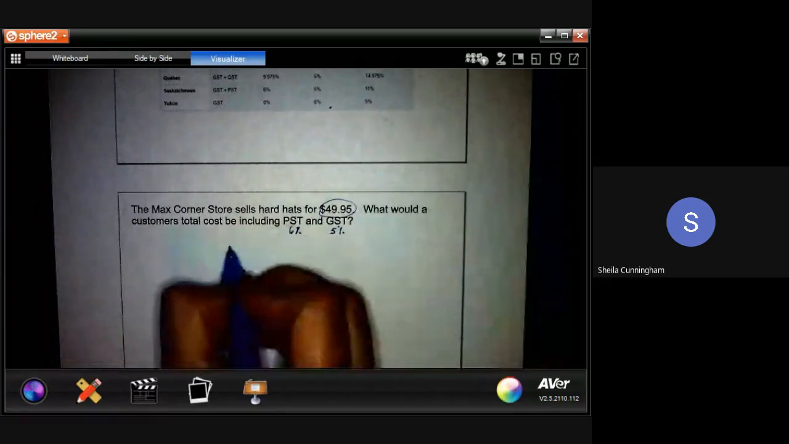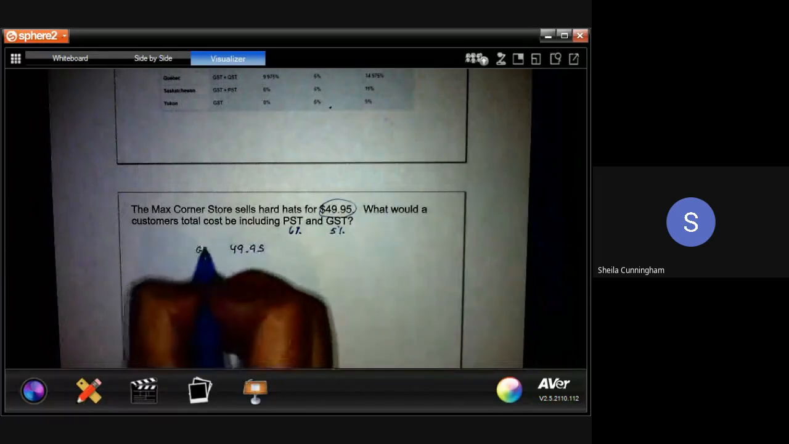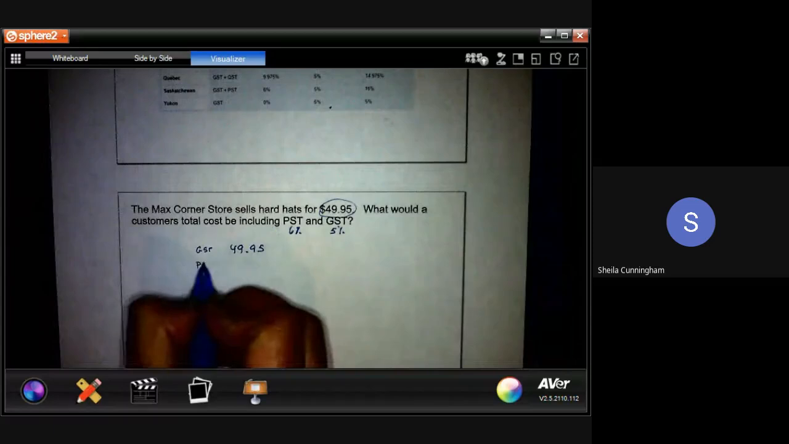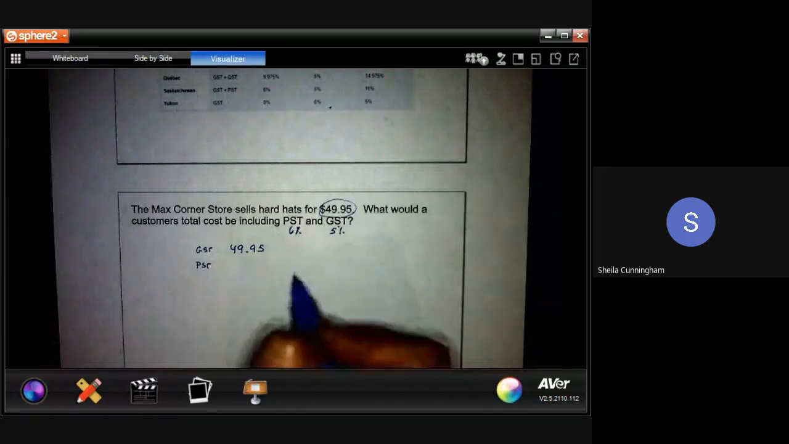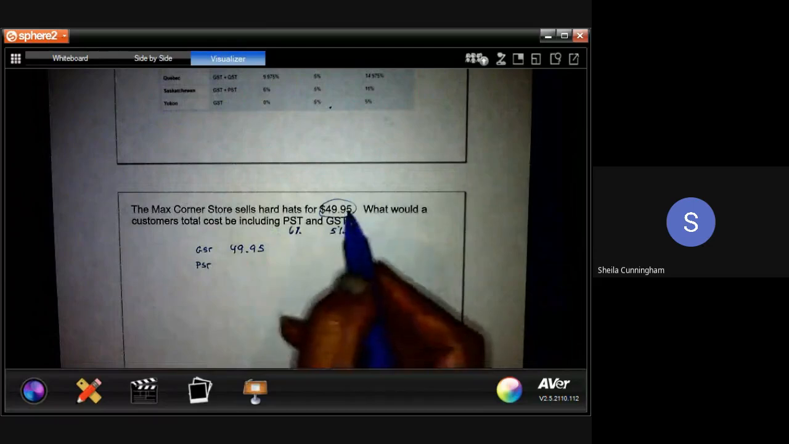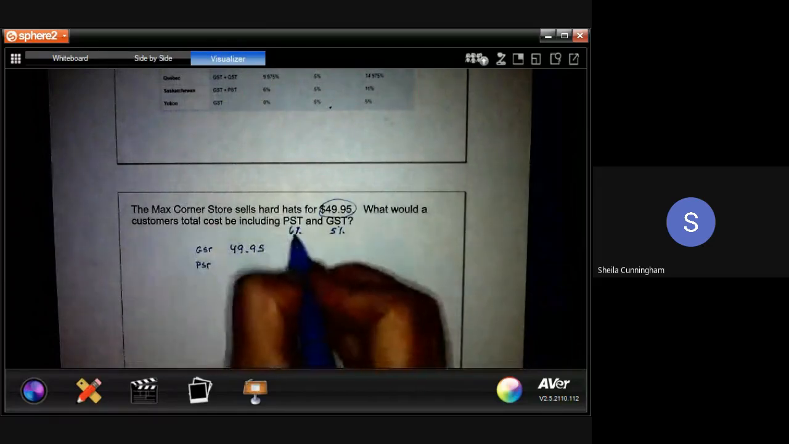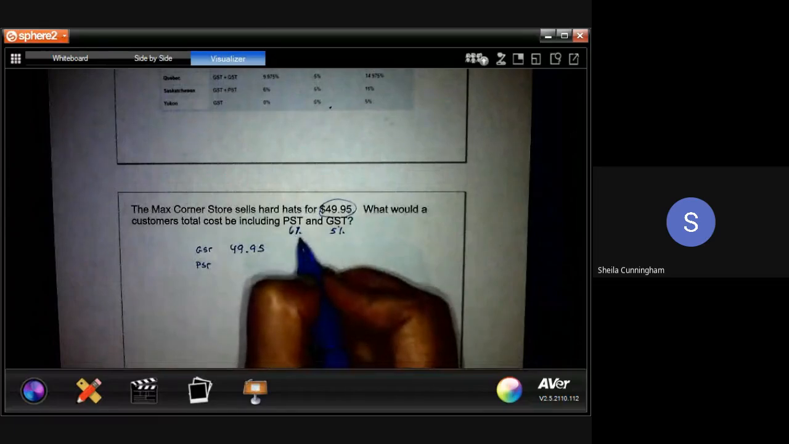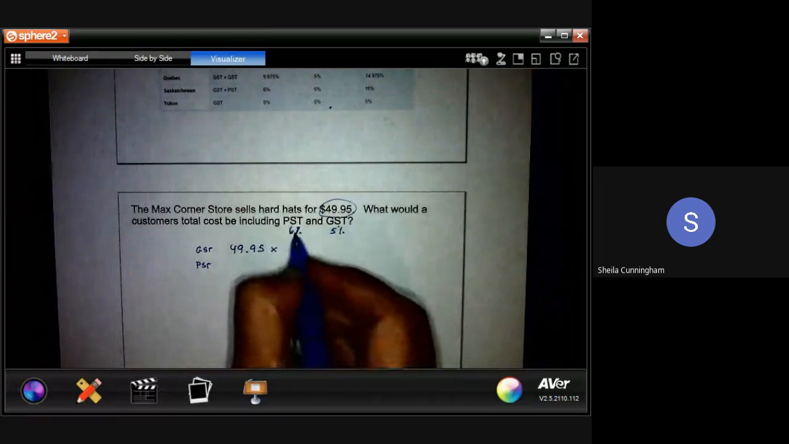In this case, because there's only one item for $49.95, we have to figure out what the GST cost is, and we have to figure out what the PST cost is. Once we know those two individual tax costs, we can add the two taxes together with the cost of the item, and that will give us our total cost. Thinking back to doing income tax and deductions, this is a percentage again.